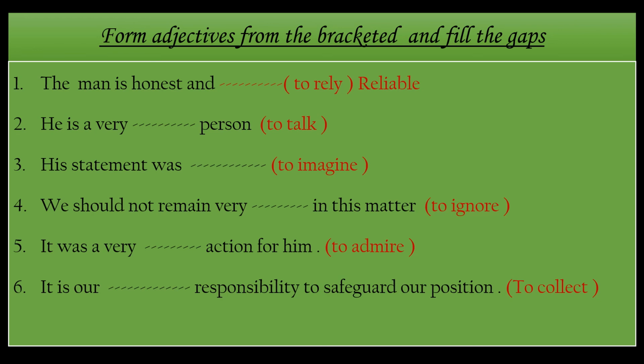Number 1. The man is honest and dash. Remember, this is known as word formation. Can you recall what we talked about the other day? Word formation. We change a verb into different parts of speech, from verb to adjective to noun to adverb. We know it. Rely is a verb. Adjective form from rely is reliable. We can also go and form noun, that is reliability. So we need an adjective. So we will say the man is honest and reliable.